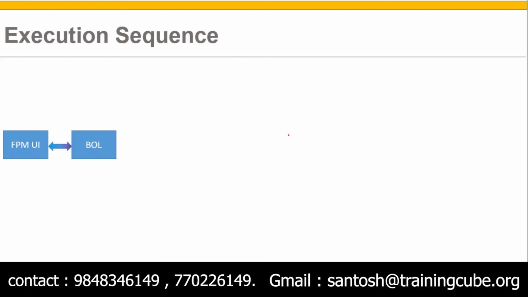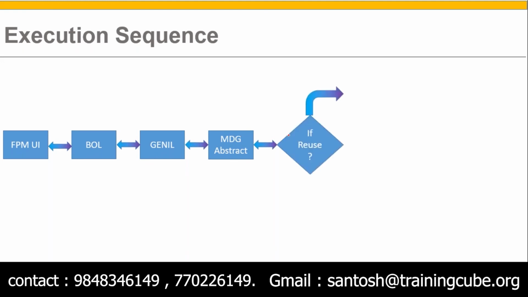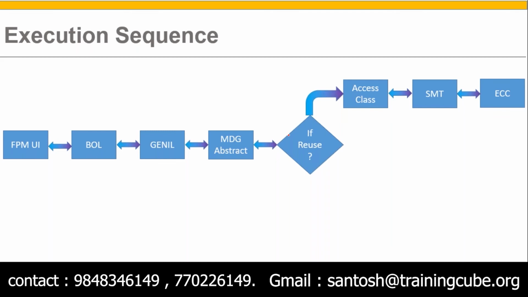So the execution sequence starts from FPM UI. From FPM UI, it goes to BOL, business object layer. From BOL, it goes to the generic interface layer. Then it goes to the abstract layer. In the abstract layer, it will identify whether it's a flex model or reuse model. If it is a reuse model, it goes to an access class. From the access class, it goes to SMT mapping. From there, it goes to ECC to read the data. Else, it goes to MDG staging. And if it is a flex model, it goes to MDG staging, and that's where it will read the data and push the data.